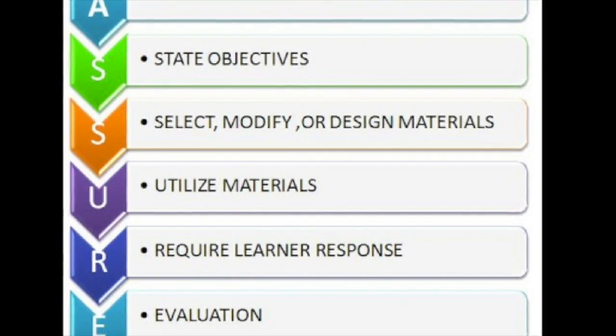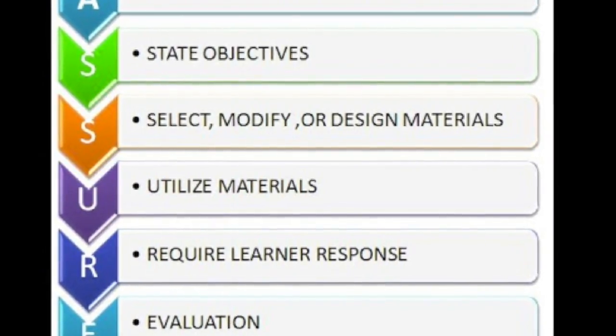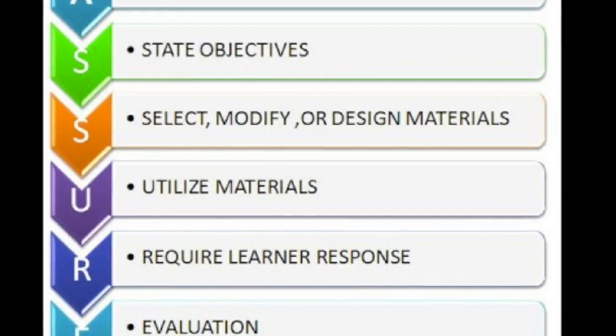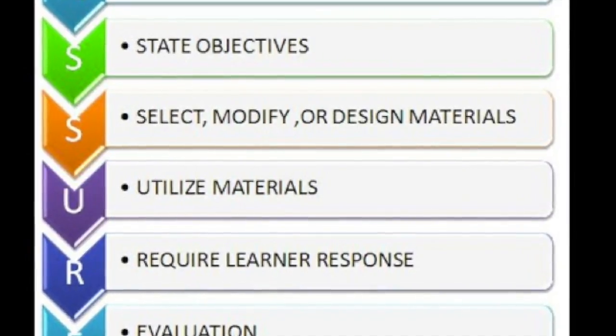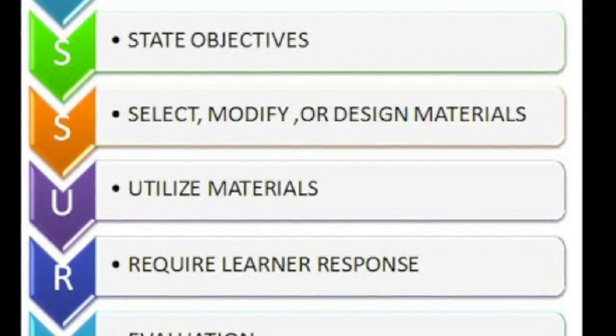The Assure model is one of many instructional design models that exist today. If you are looking for an easy-to-follow model that helps pre-plan for instruction while focusing on student participation and media integration, this model might be a good fit for your design process.